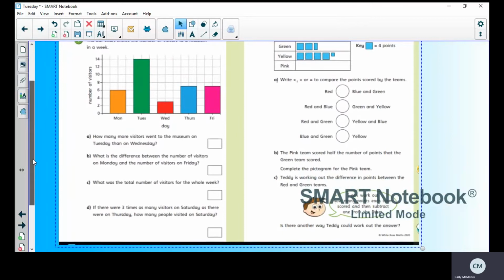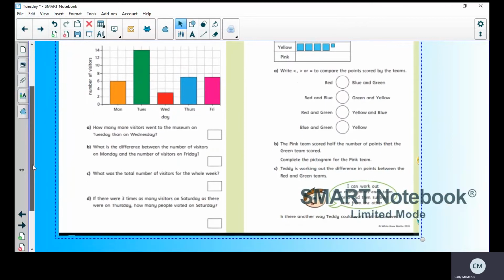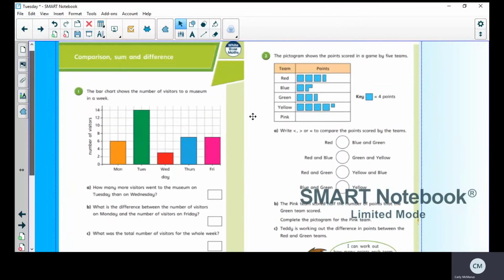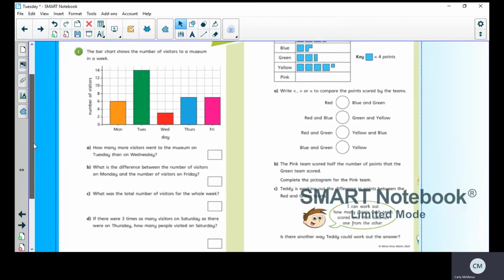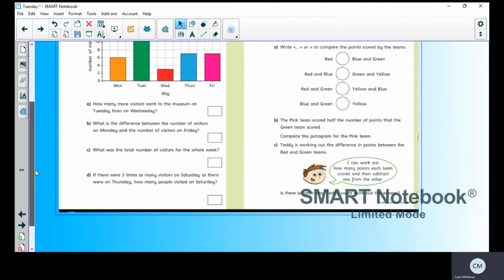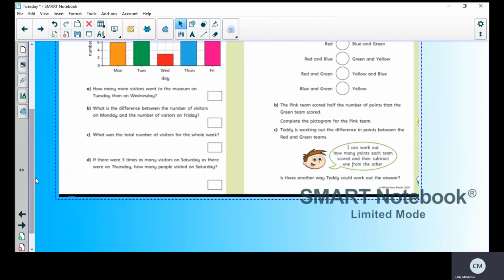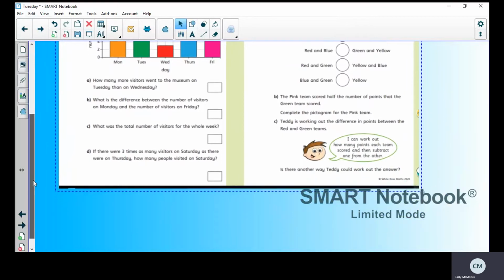The pink team scored half the number of points of that of the green team. So have a look what the green team scored, and then you can halve that to work out what the pink team scored. And then there's some other questions there. So Teddy is working out the difference in points between the red and the green team. So remember, finding the difference means to subtract.